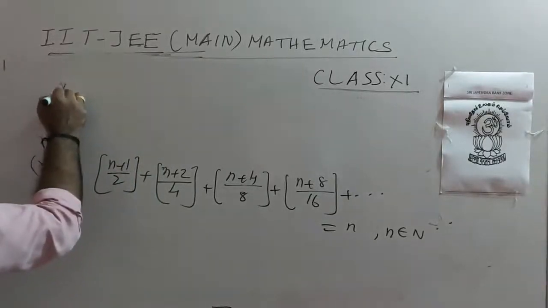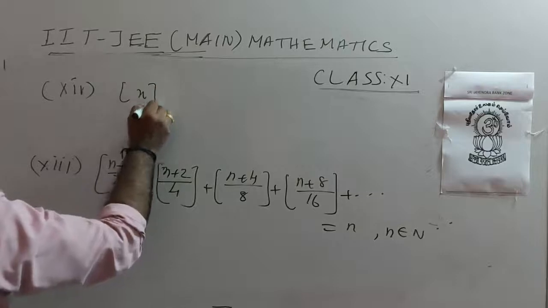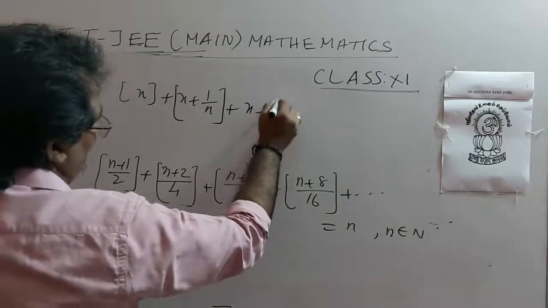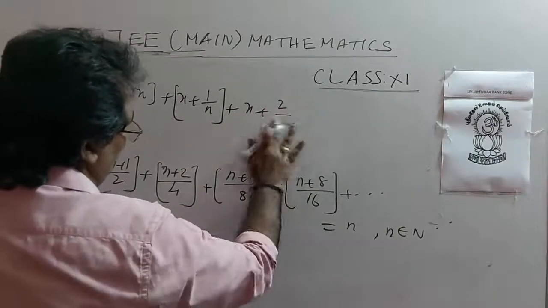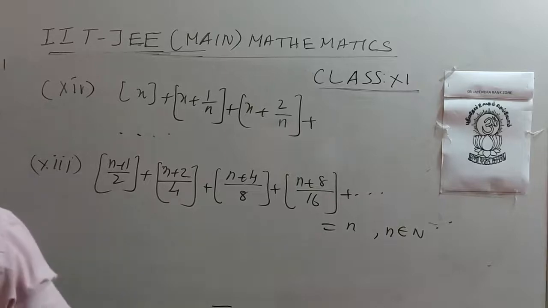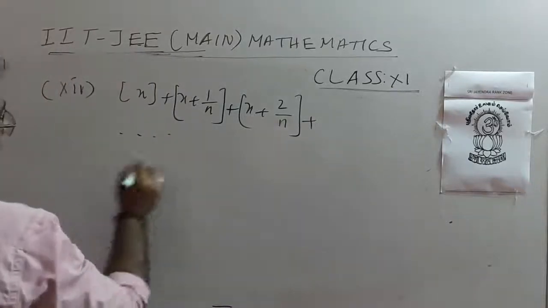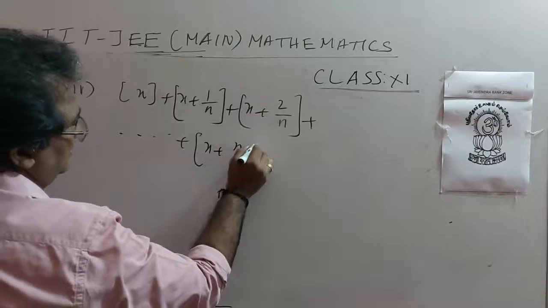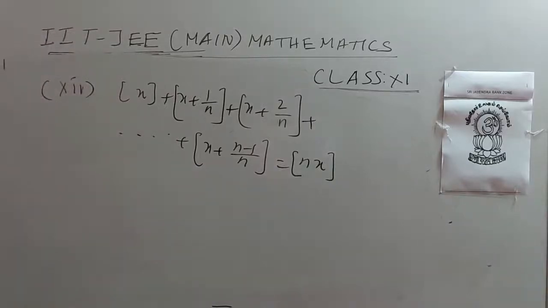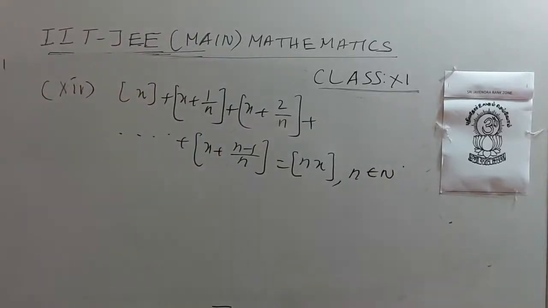Next, important results. The integer function of x plus 1 by n, plus x plus 2 by n, plus so on, up to x plus n minus 1 by n, is equal to the integer function of nx, as n belongs to N.